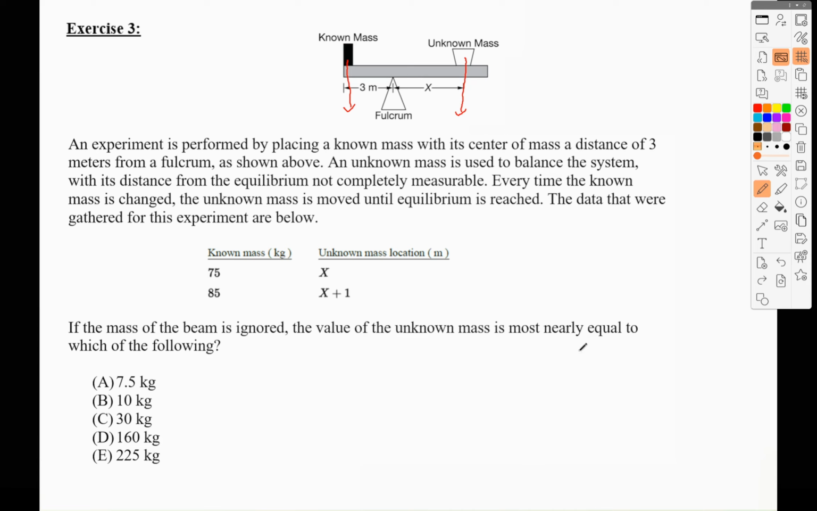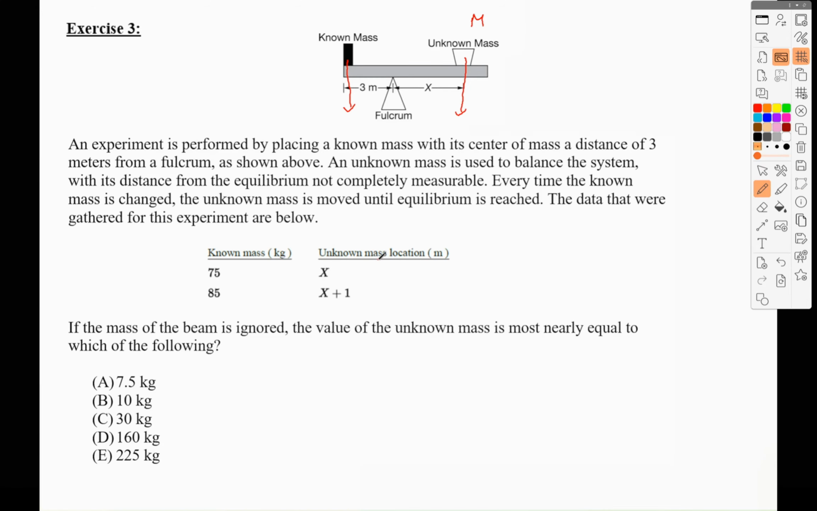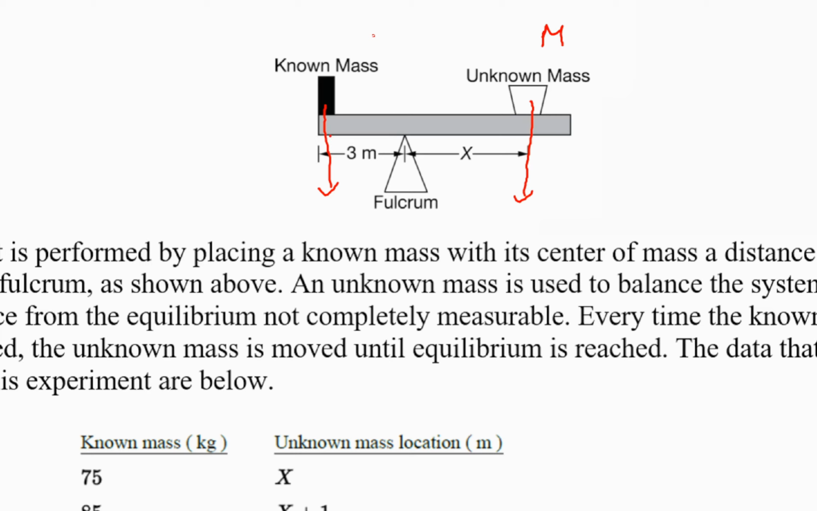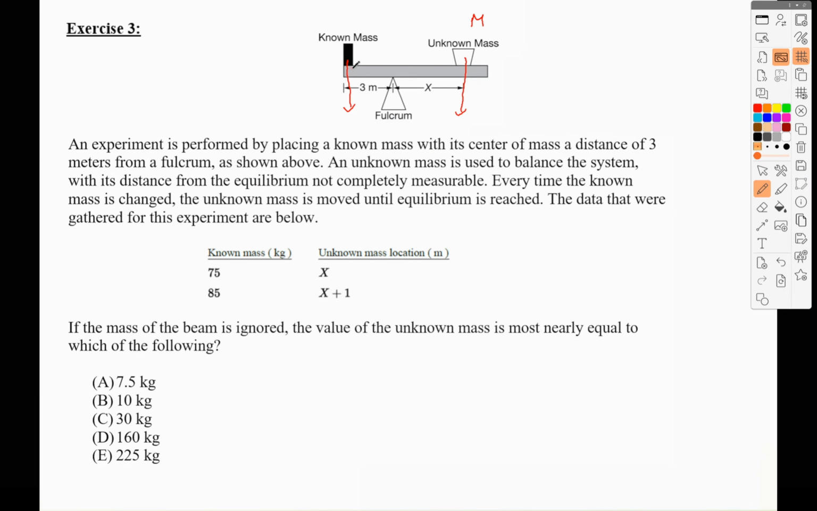The value of the unknown mass is most nearly equal to which of the following. So here basically we have two unknowns, the capital M and the capital X, which represents the location, the distance in meters. We need to set up two equations in order to solve for the system. This pull of gravity produces a positive torque. This pull of gravity produces a negative torque, and they should balance each other.